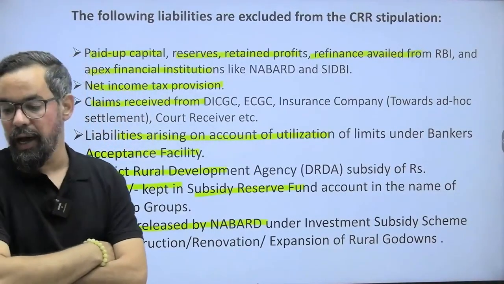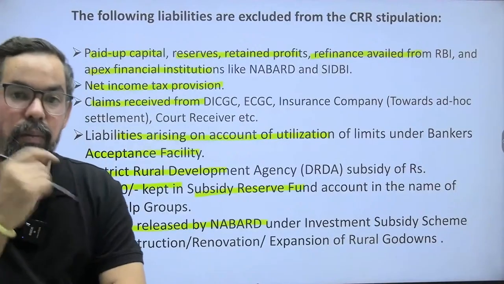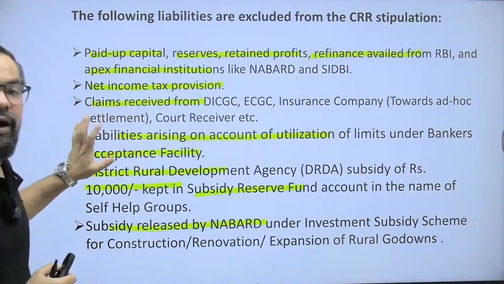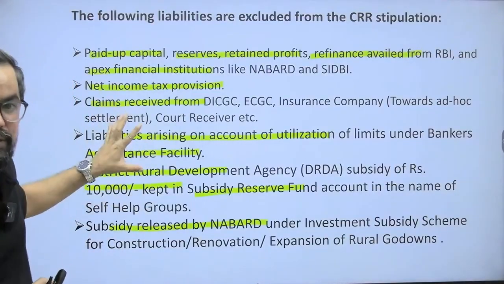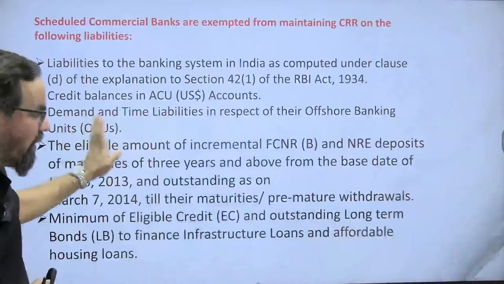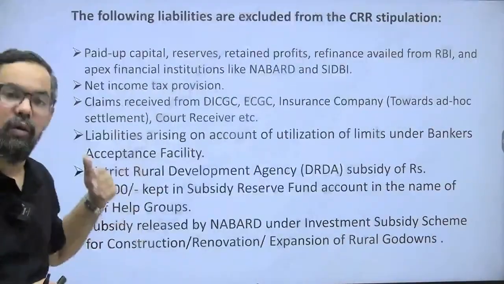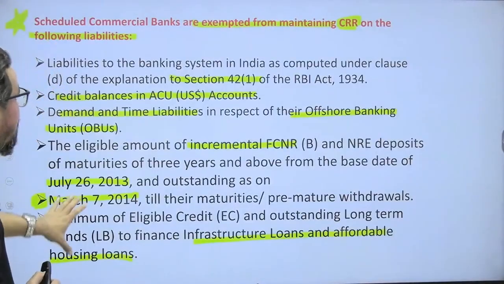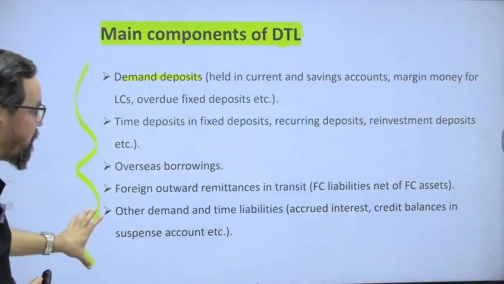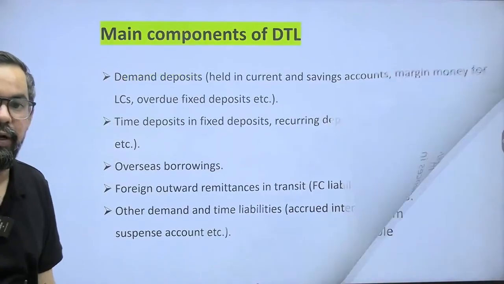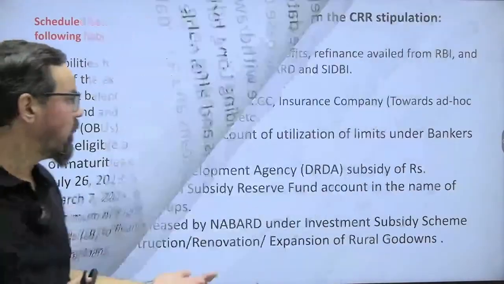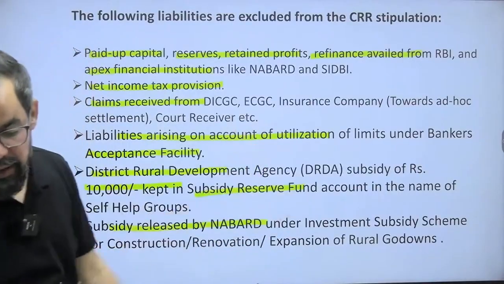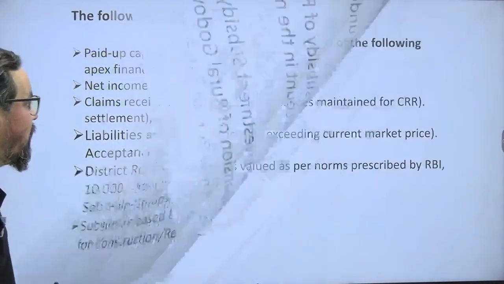Okay? So while we compute NDTL or DTL, these get avoided. We do not have to include these particular ones if any balances are related to them. So you have to avoid those, and we just have to consider the remaining areas. Based on that only, you will be able to calculate the CRR. Whatever that amount, 4% of it will be the CRR liability on the bank.